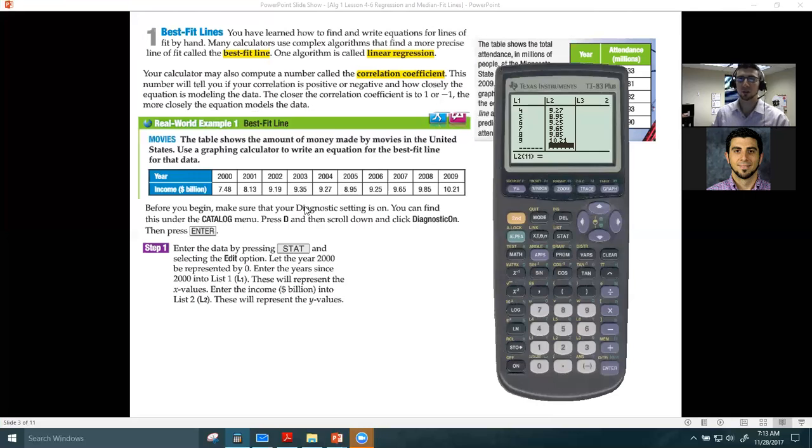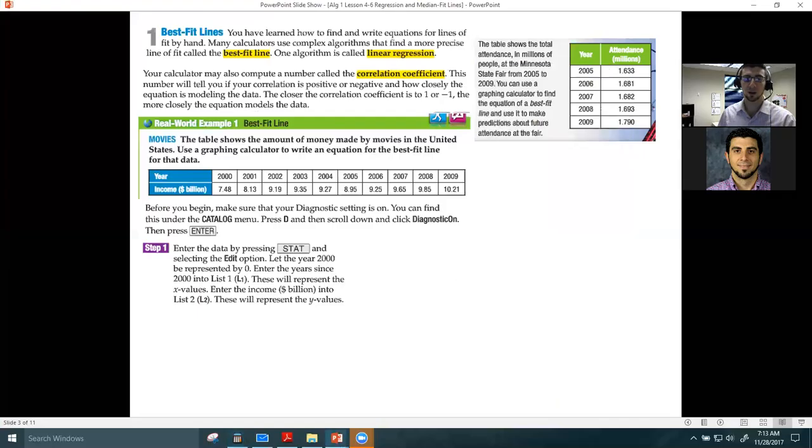So let's just check those. 85, 65, 25, 895, 927, 935, 913, 748. Good. Okay. So the X values typically go in list 1. The Y values typically go in list 2. You can put in more lists, but we're not going to do that right now.